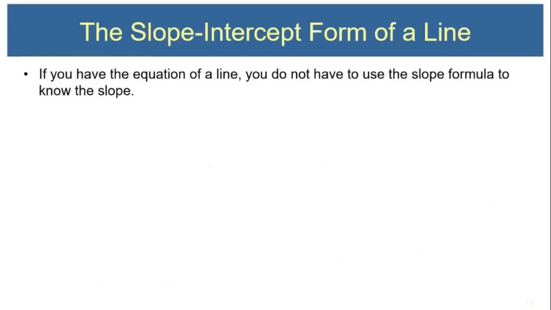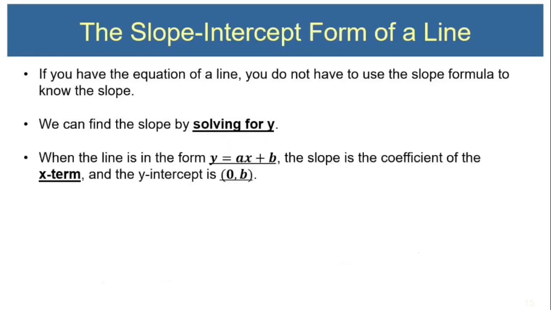Sometimes you need to know the slope of a line just by looking at its equation, and you don't have a graph where you can get points and use the slope formula. Well, if you have the equation of a line, you don't have to use the slope formula to know the slope of that line. All you have to do is solve for y. When the equation is solved for y, it will tell you the slope.